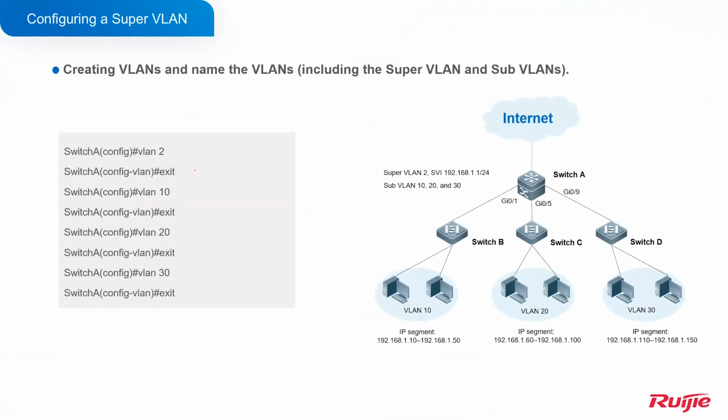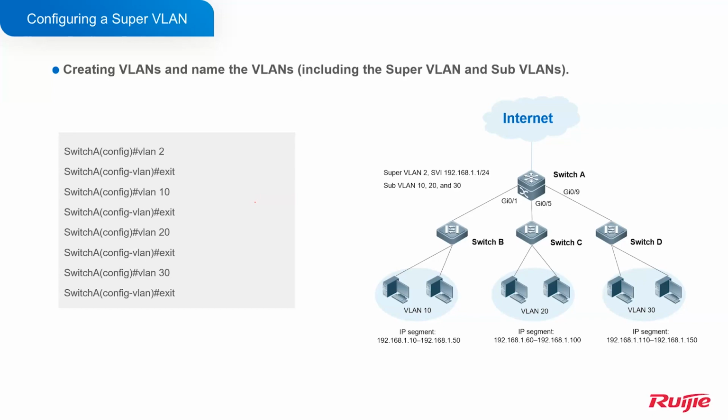First step is to create the VLANs and sub VLANs. Here we have created VLAN 2, VLAN 10, VLAN 20, and VLAN 30. Right? Because from the figure we can know that the Super VLAN is VLAN 2, and we have 3 sub VLANs: 10, 20, and 30.